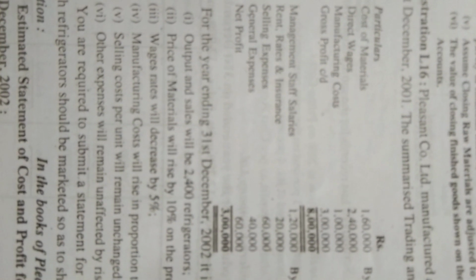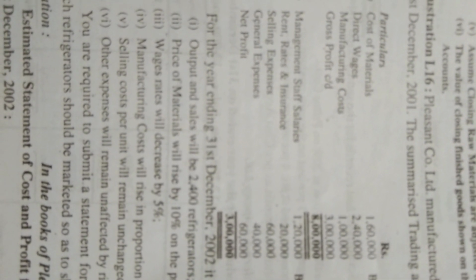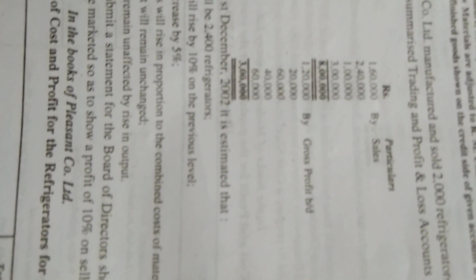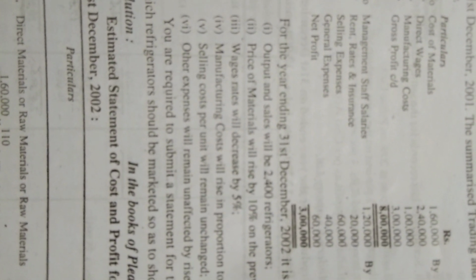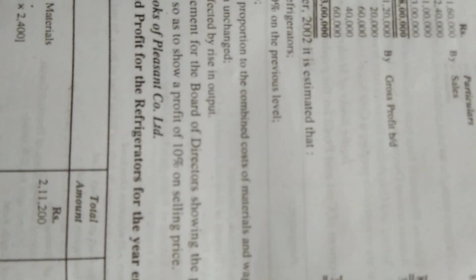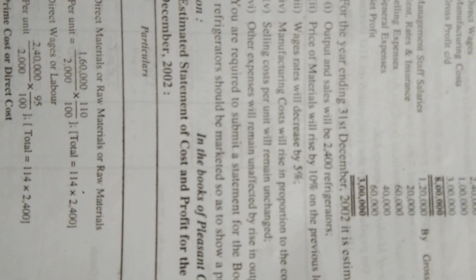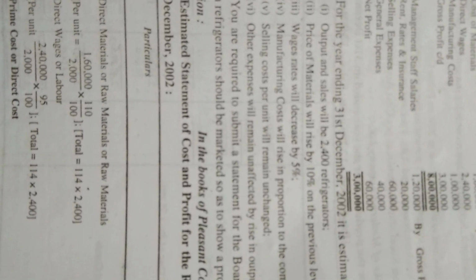Pleasant Company manufactured 2000 refrigerators in the year ending 31st December 2001. In the trading and profit and loss account, the cost of materials, direct wages, manufacturing cost and gross profit are given, and on the right side the sales figure is given. Likewise the expenses for management, staff salaries, rent and rates, selling expenses, general expenses, net profit and gross profit are given. You are already aware of the format of the trading and P&L account. In this format they have given the cost for 2000 refrigerators.